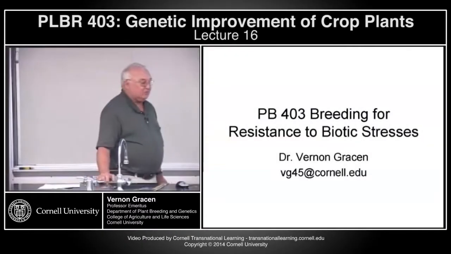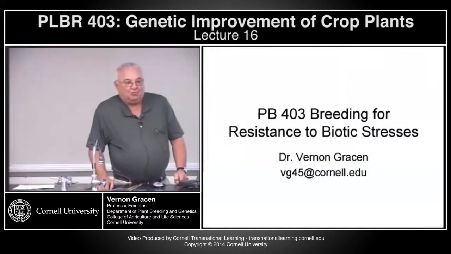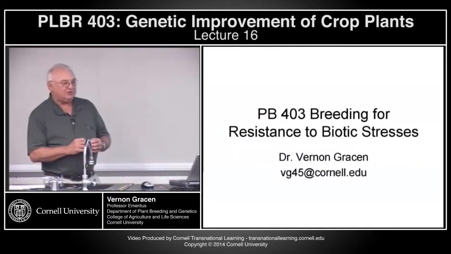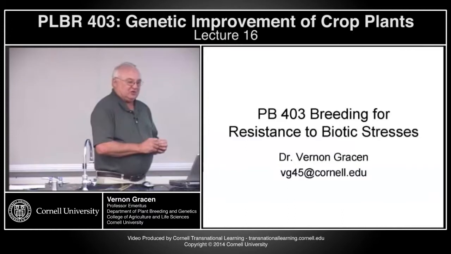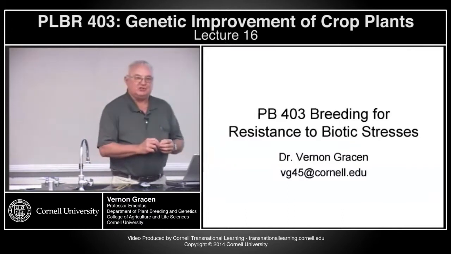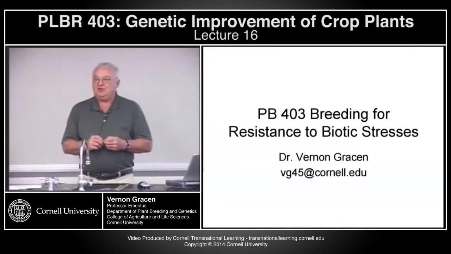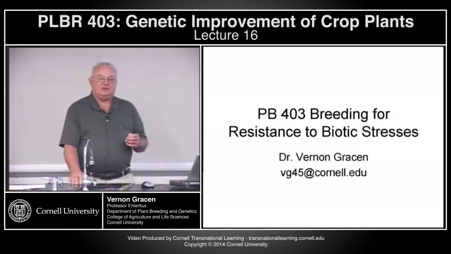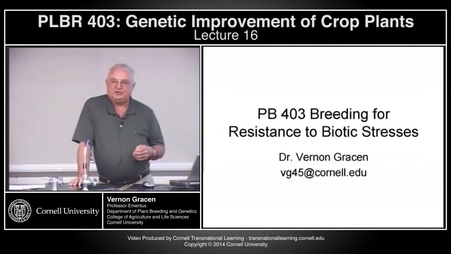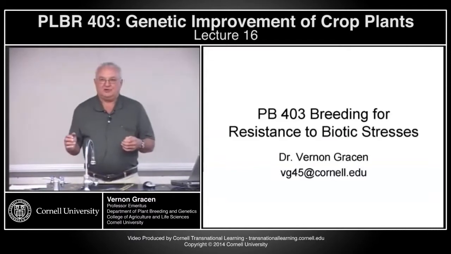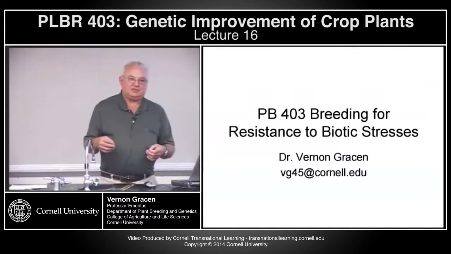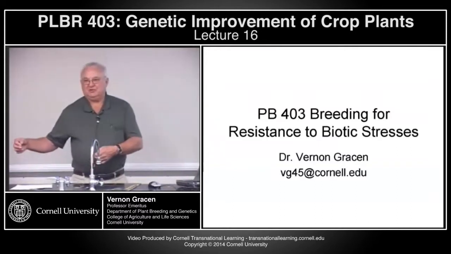We start with one of a series of lectures that I'll give on breeding objectives, and we'll talk today. You know, I usually say this is breeding for disease and insect resistance, but over the last few years from working with the students in Africa, I realized that one of our biggest pest problems there is striga, which is a parasitic weed. And so I probably should have said breeding for disease, insect, and parasitic weed resistance.